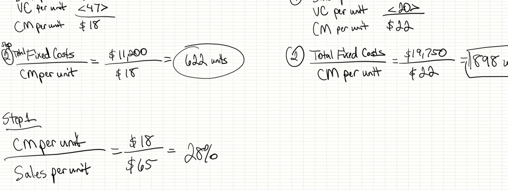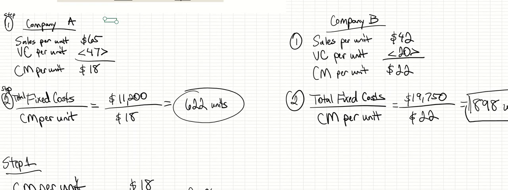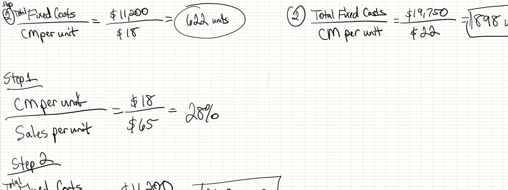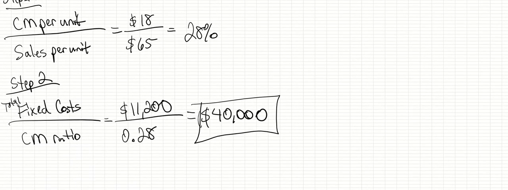So going back over here to company A. In order to figure out what is needed to break even in units, we have it here for company A that they need 622 units in order to break even. All right, so in order to cover their fixed cost of $11,200, break even in dollar amounts, total sales need to be $40,000. This amount, 40,000. Total sales need to be 40,000 in order for them to break even and also cover their fixed costs.